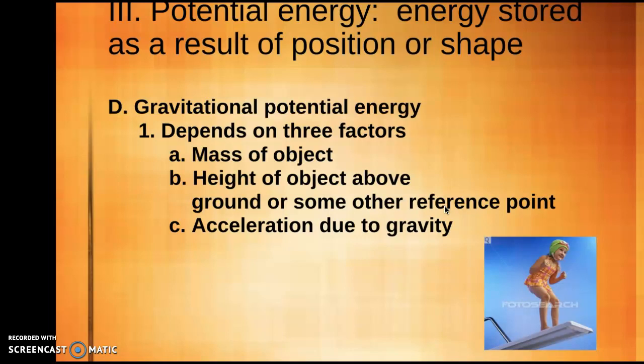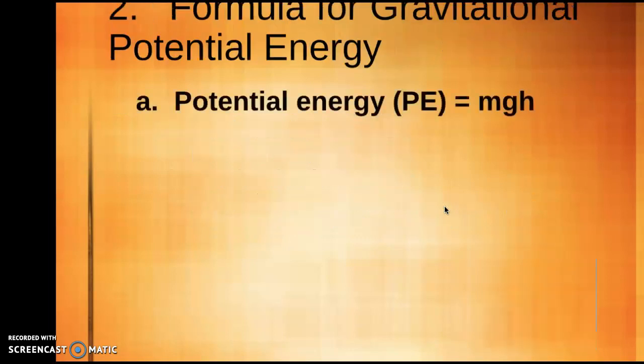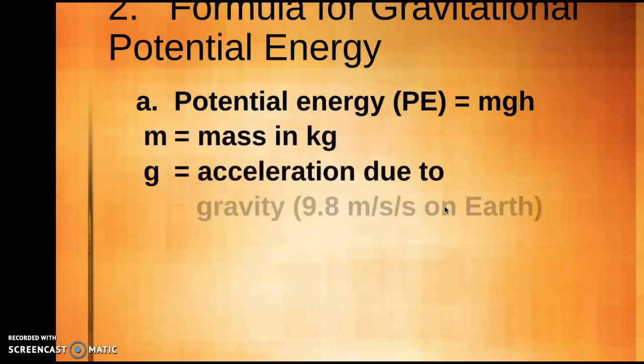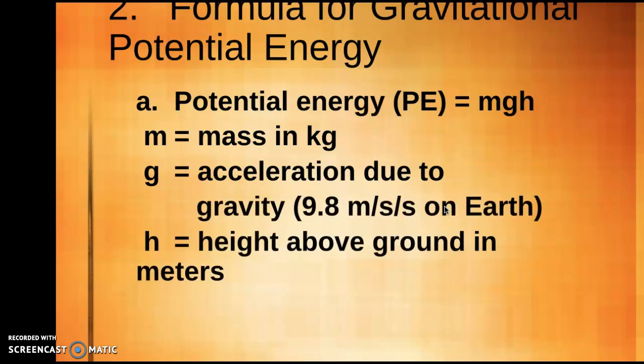Our formula is potential energy, or GPE for gravitational potential energy, is m times g, that's 9.8 meters per second squared, times the height. Height will always be measured in meters, mass always in kilograms, and the acceleration due to gravity 9.8 meters per second squared, again on Earth.